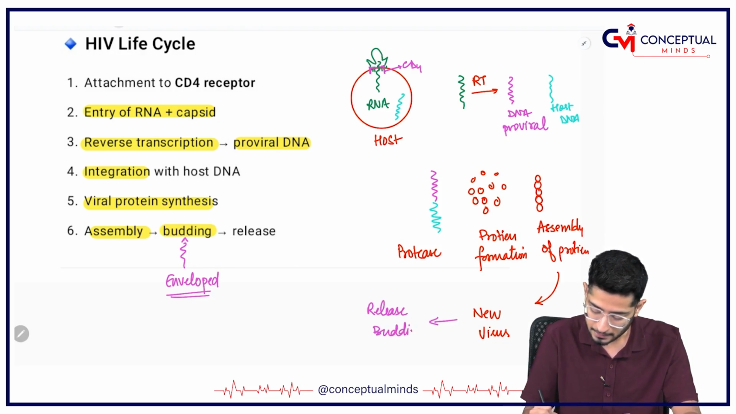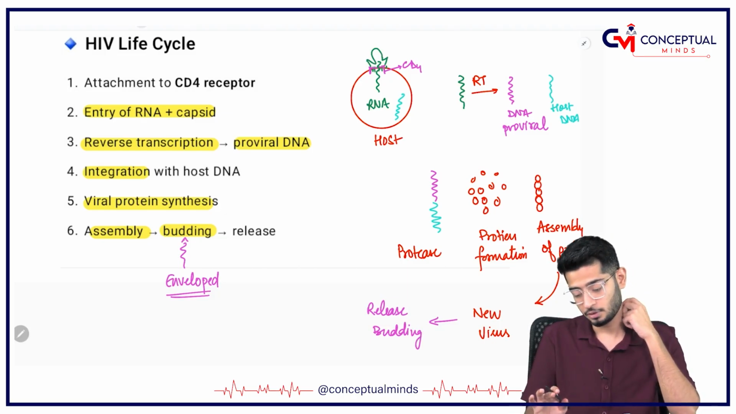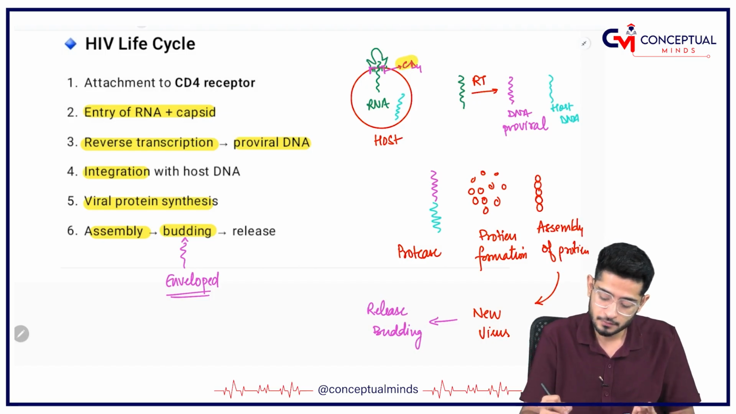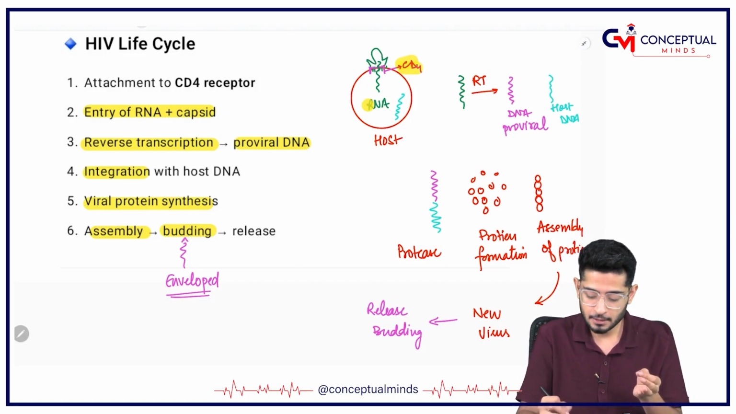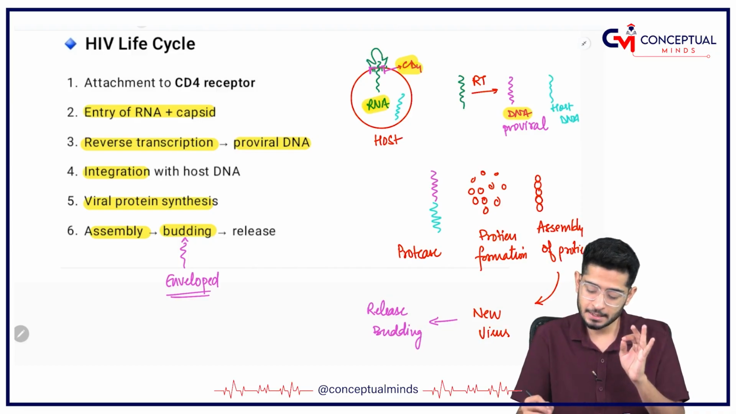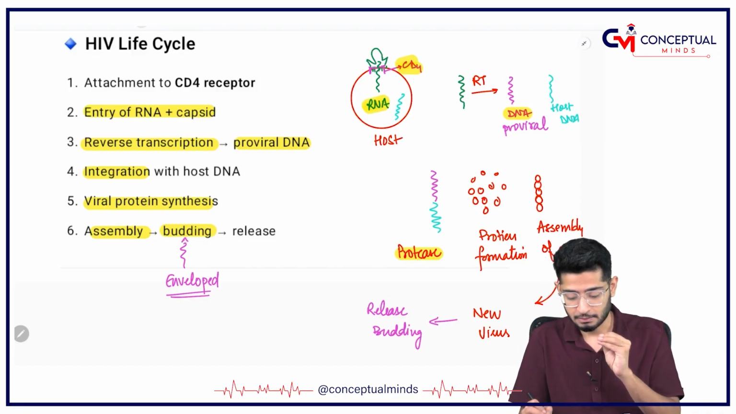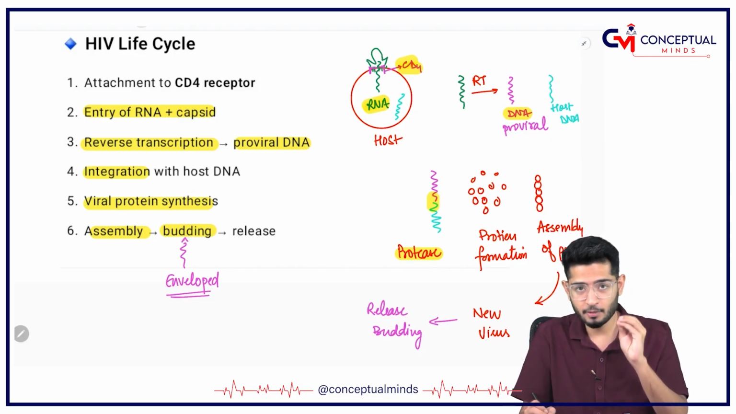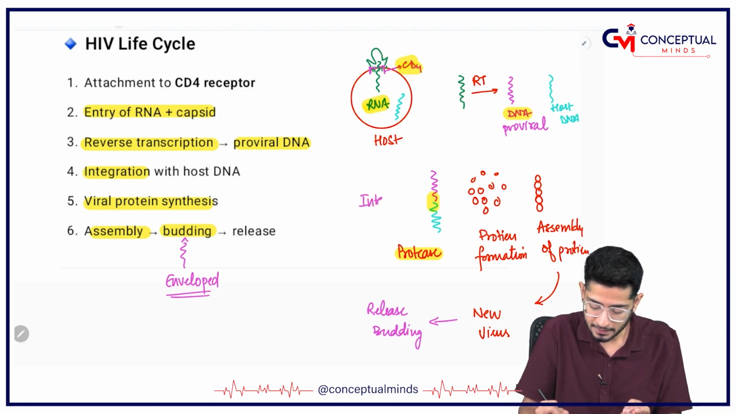Okay, and this leads to the formation of new progeny. I will discuss it again with you. What I told you: first of all, it attaches with the help of CD4, then there is a release of RNA, and then RNA converts into DNA provirus. The proviral DNA and the host DNA get integrated with the help of the enzyme integrase. Okay, so can you see all three?